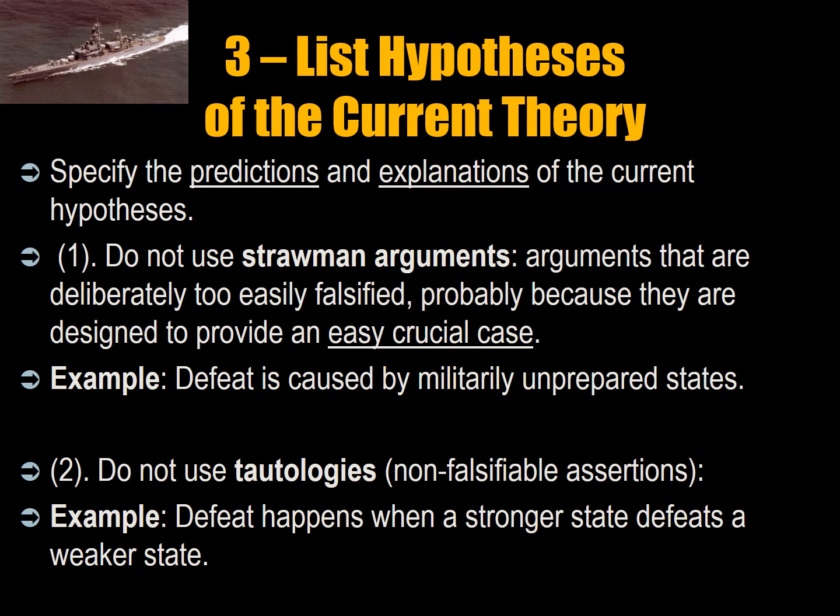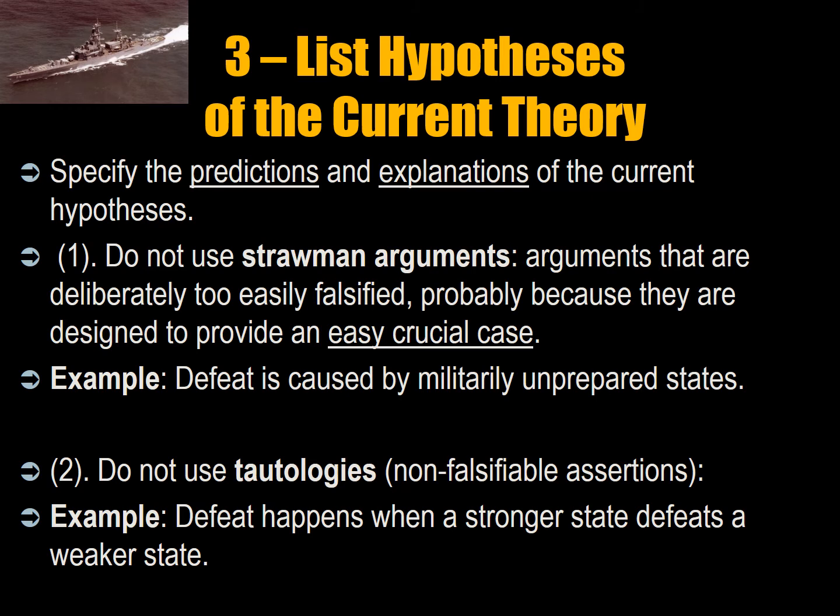The first is, do not use a straw man argument. A straw man argument is an argument that is too easily falsified. Probably because it's designed to provide an easy, crucial case. We will talk later about crucial cases. But a straw man argument is an argument that's very easy to falsify. And therefore, it's not a satisfying argument. And it's not an argument that a reasonable person would make. And so it shouldn't be one that is addressed. So if you come across a straw man argument, or a very weak argument, or an easily falsified argument in the literature review, ignore it.